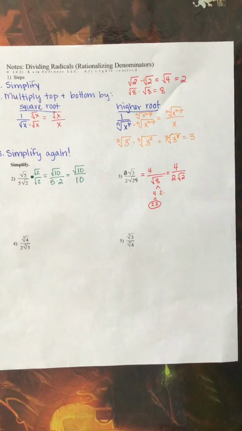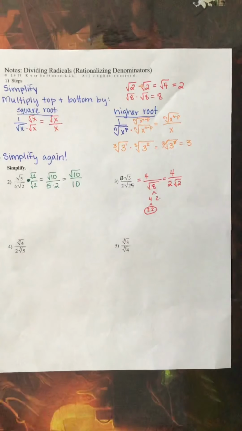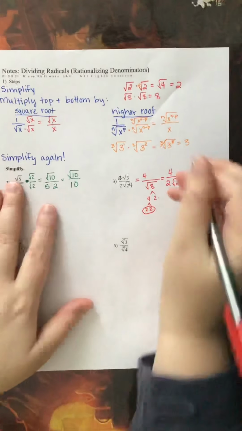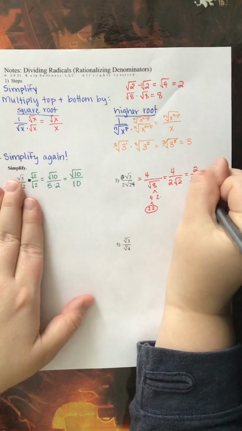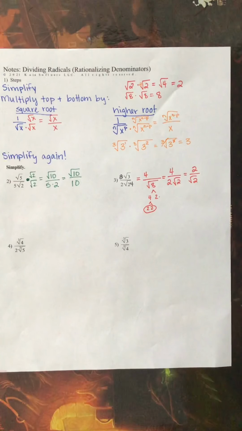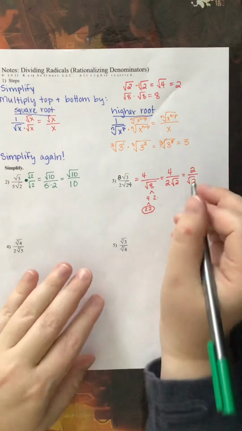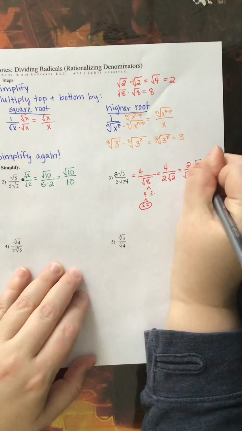Again, I could simplify because 4 over 2 now simplifies. So you might have a lot of steps of simplifying before you actually get to getting rid of your square root on the bottom. So 4 over 2 just becomes 2 on top and a square root of 2 on the bottom. Now, this is where you will get rid of the square root of 2. To get rid of that square root of 2, I just multiply by the square root of 2 on the top and bottom.